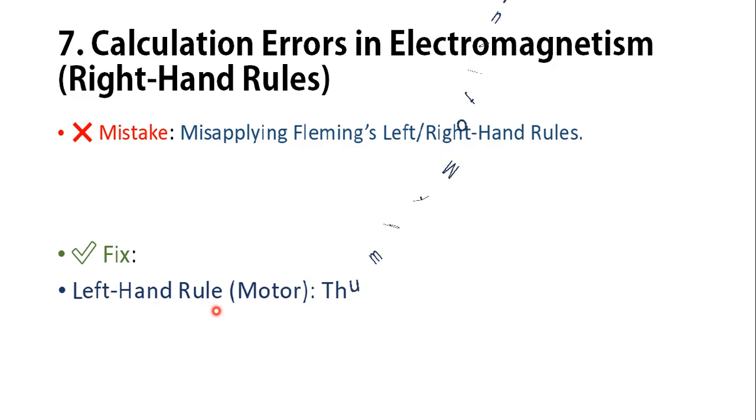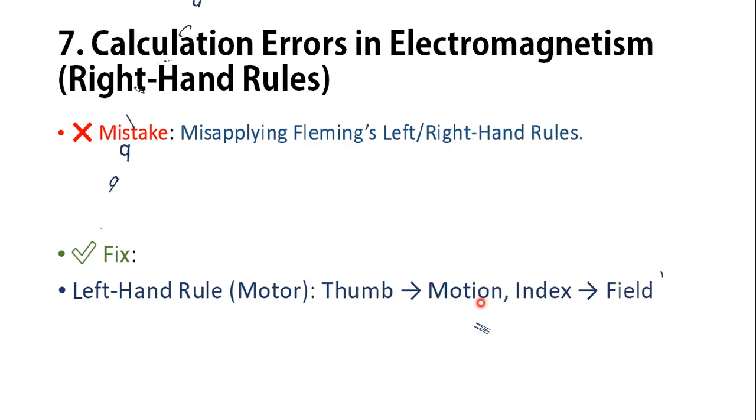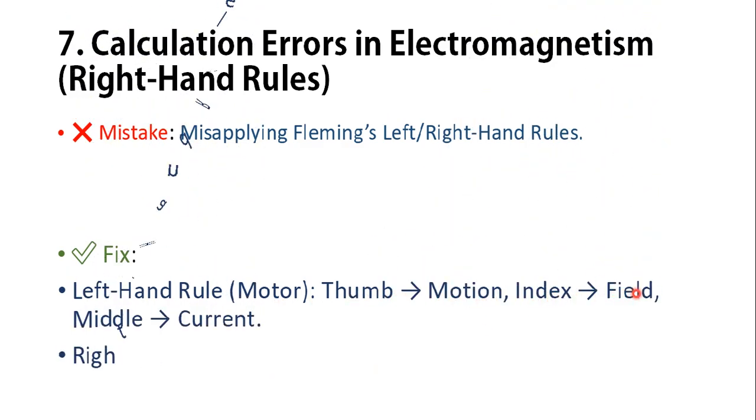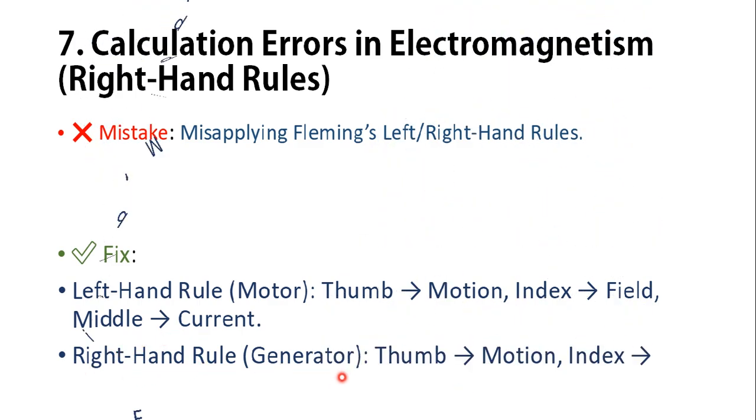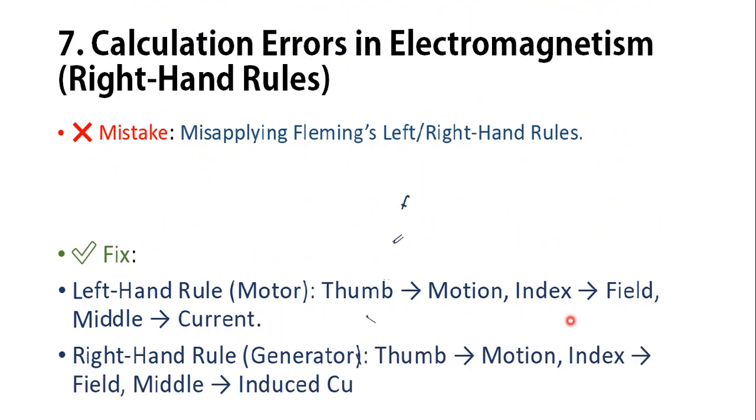Left hand rule for motors: thumb represents the motion, index finger the field, and middle finger the current. Right hand rule for generators: thumb represents motion, index finger represents field, and middle finger represents induced current. Left hand for motor, right hand for generator.